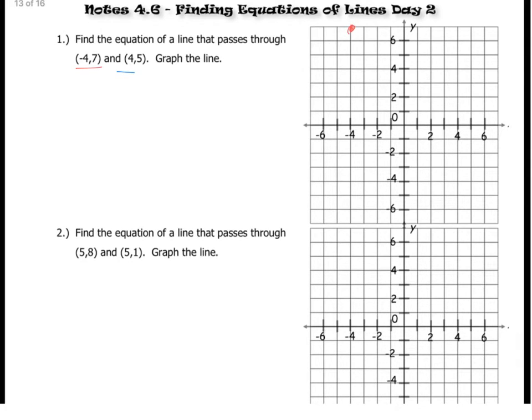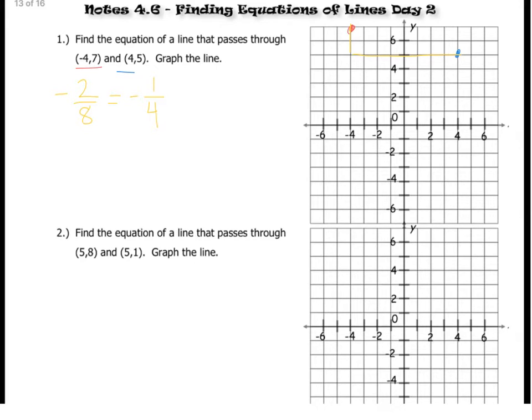And our second point is +4, +5. So that is right 4, up 5. So we now have a line between them. So what we're going to do is count how many down and how many over it goes. It goes down 2, over 1, 2, 3, 4, 5, 6, 7, 8. So down 2 over 8. Well, if you think about that as a fraction, that can reduce down to -1 over 4.